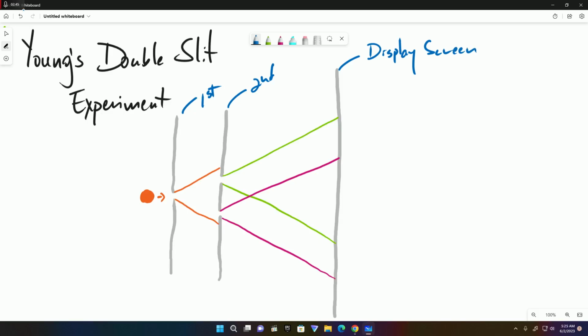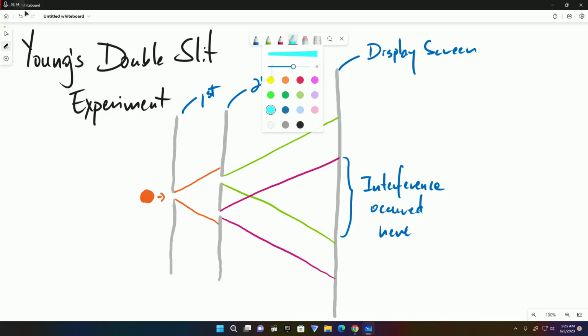In this area of overlap, interference occurred. My English teacher, my primary school teacher, would have a fit if she saw my handwriting. Interference occurred here, right? So interference occurred here, and an interference pattern was generated. So here's what the interference pattern would look like.